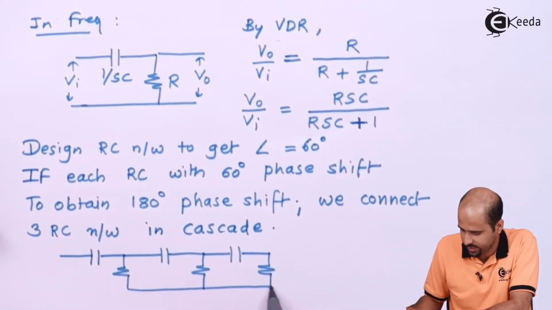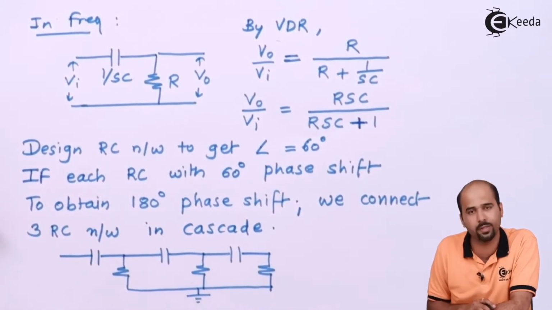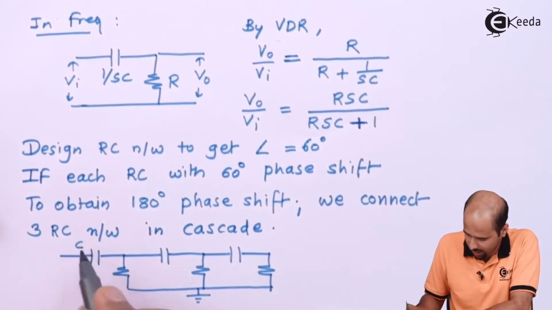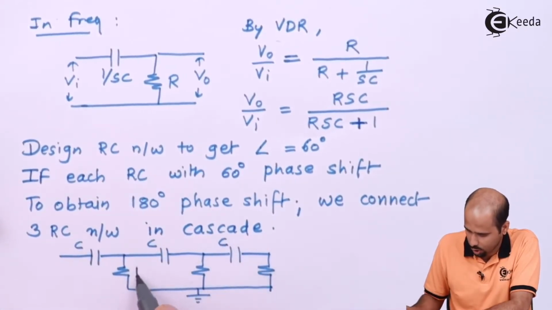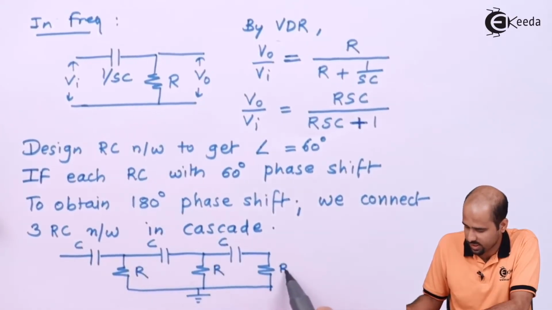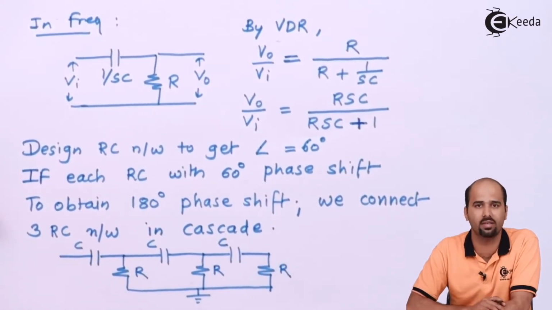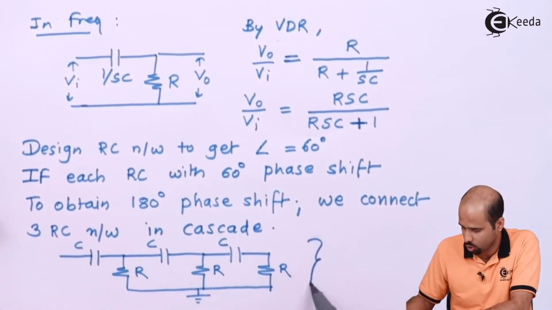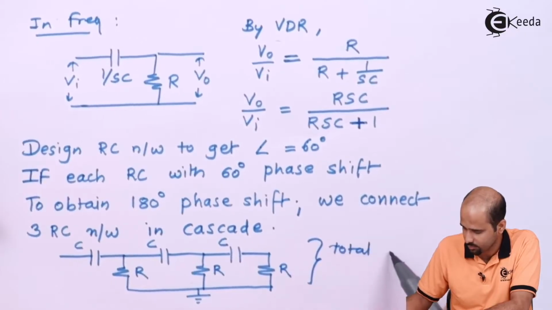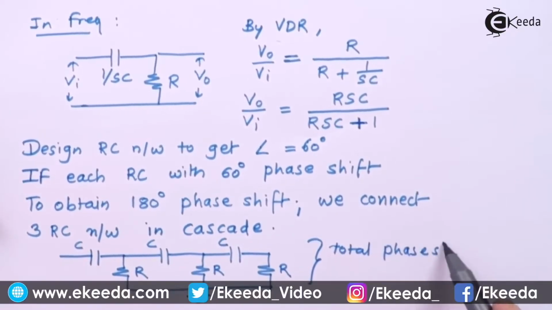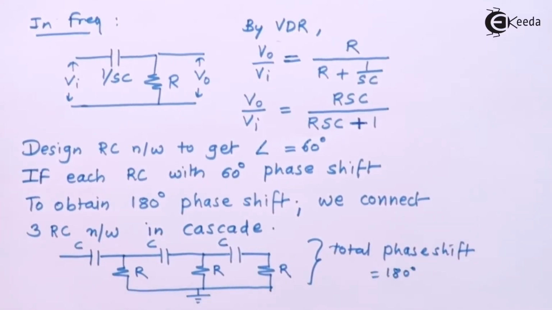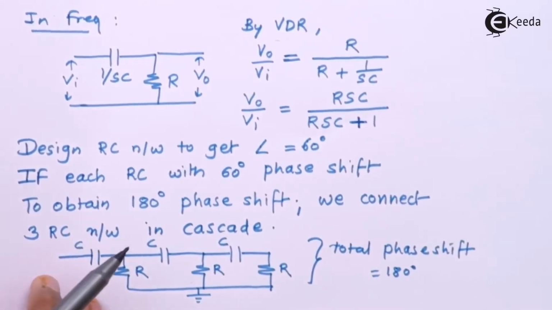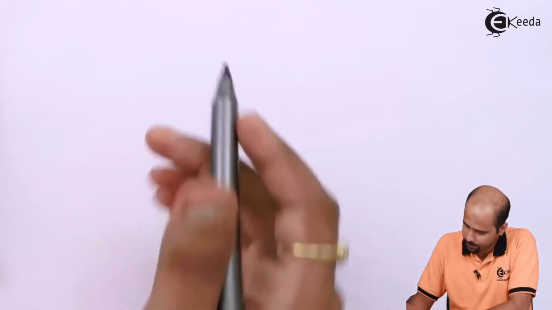So this complete circuit will act as a feedback circuit, right? All resistances and all capacitances have the same value to get the same phase shift of 60 degrees each, and to get the total phase shift of 180 degrees. So this is how I have achieved the RC phase shift oscillator circuit as a whole. Now we will draw the circuit using BJT.